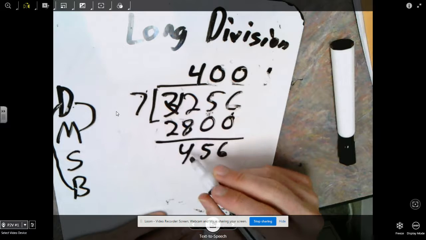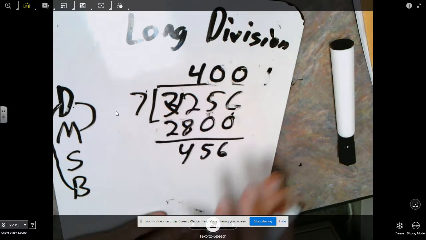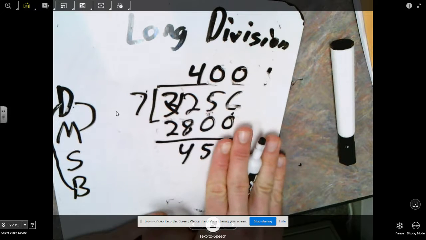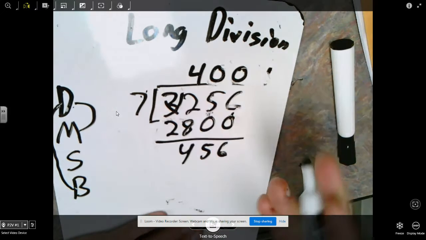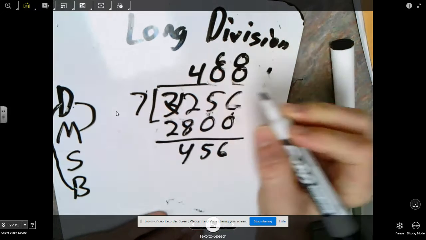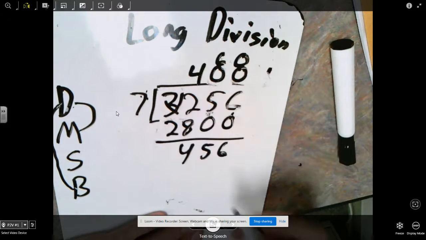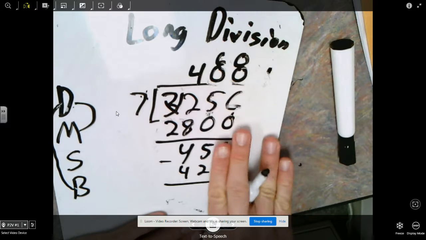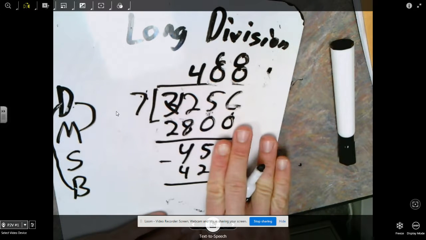And then we're going to go through and repeat the process. How many 7s can I take out of 456? Well, I can take 6 out of there, so I can take 60. 7 times 60 is 420. And again, that's why I put the 42 at that spot whenever I subtracted before.